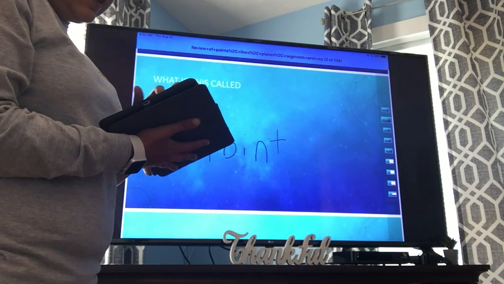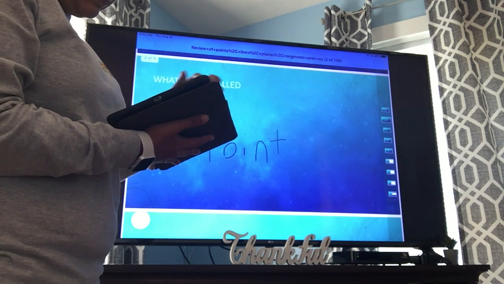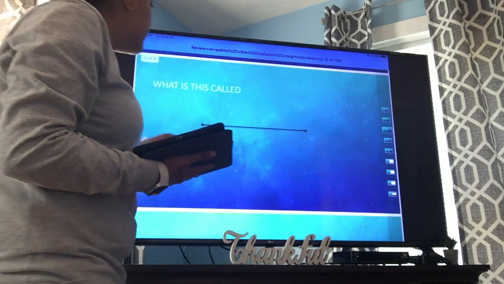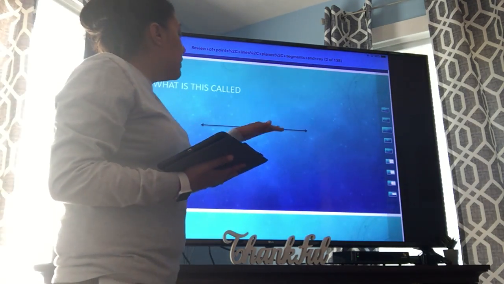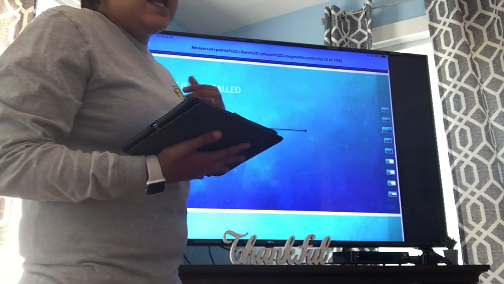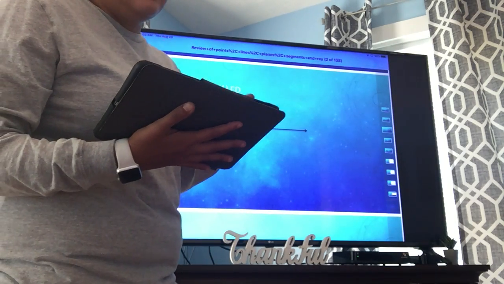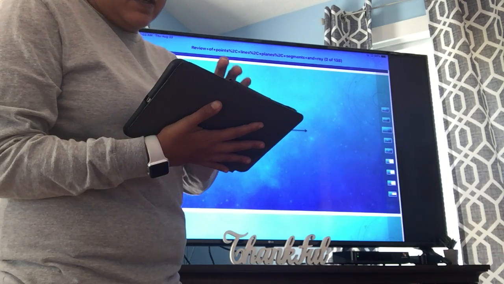Okay, if you go to the next slide, it says, what is this called? So we have something and it has arrows on both sides. And this just goes back to vocabulary. This is a line. Okay.